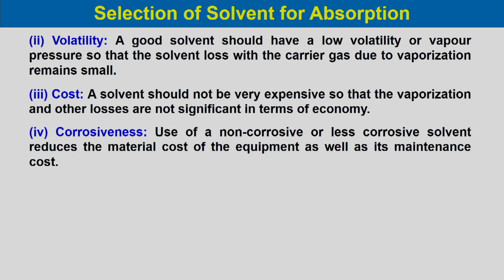The fourth parameter which we look for is the corrosiveness. Use of a non-corrosive or less corrosive solvent reduces the material cost of the equipment as well as its maintenance cost. So, if the solvent is non-corrosive, then we can use the cheaper material, and the overall cost of the equipment will be much less.